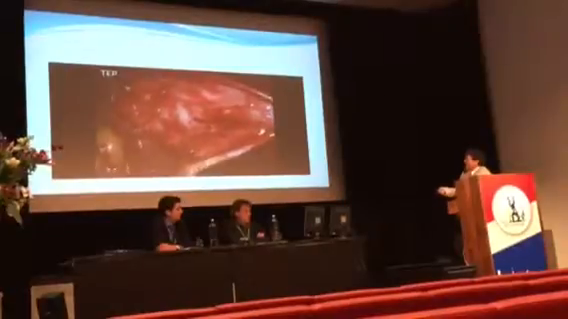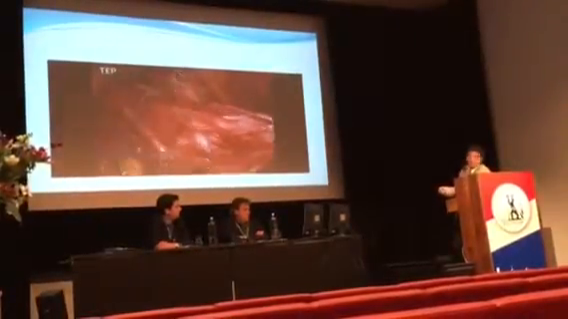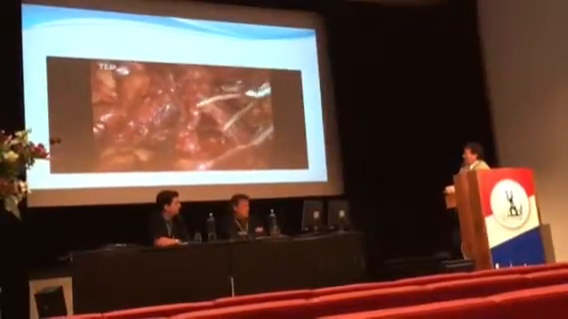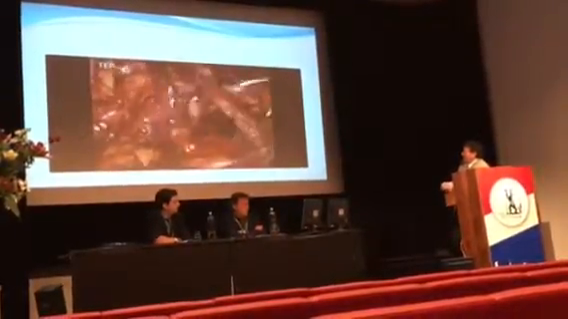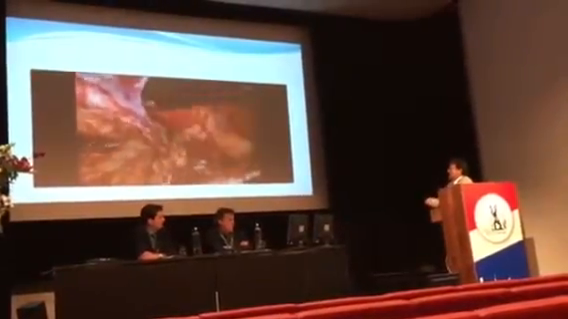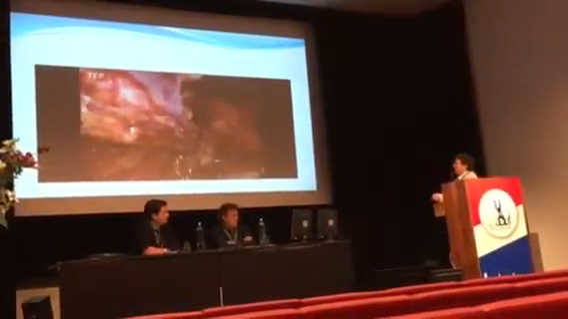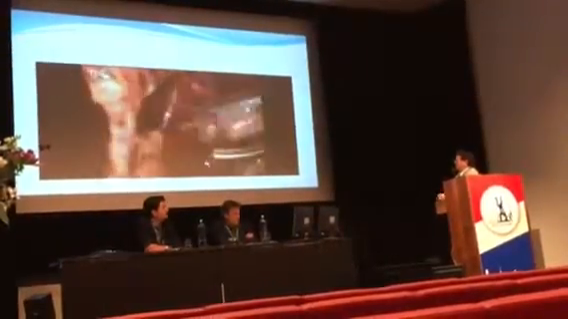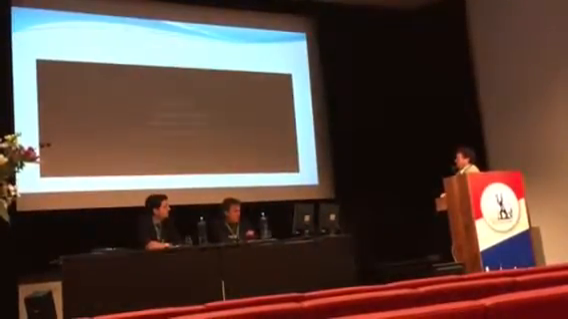You can see a very huge sac occupying all the myopectineal orifice. The vas deferens and the cord. This is the phase where we create a pocket through the anterior aspect of the epigastric vessels to push them.